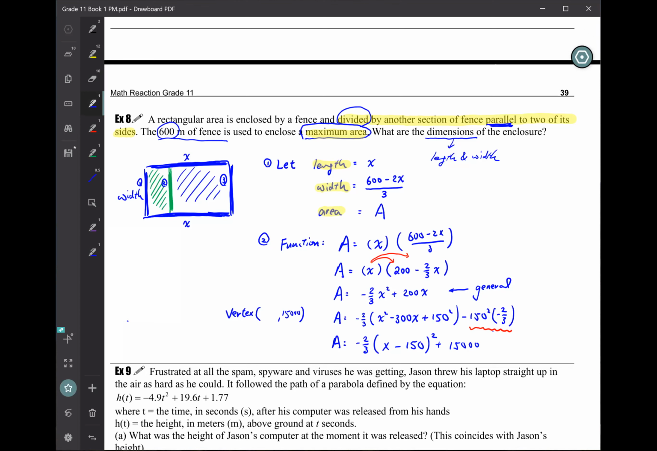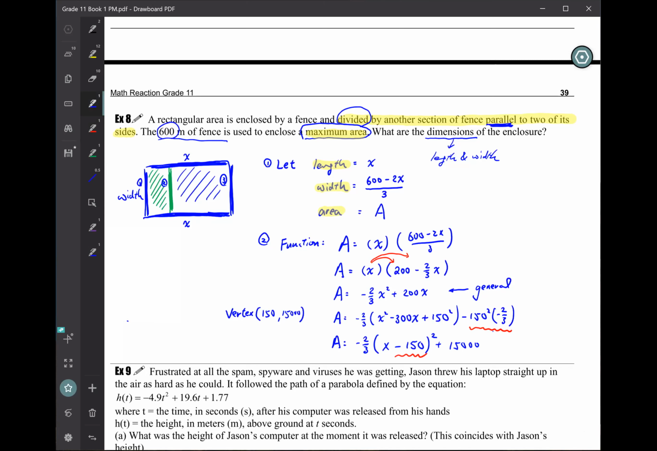I had 150, but then I forgot about the fraction. Now, the fraction doesn't affect the x. The fraction is outside, right? For the x, you just look inside the bracket. Oh, so is it still 150 then? Yeah, still 150, okay? The outside number is for whether it expands or compresses, opens up or opens down, right? So this one is 150, okay? That's your P and Q, okay?